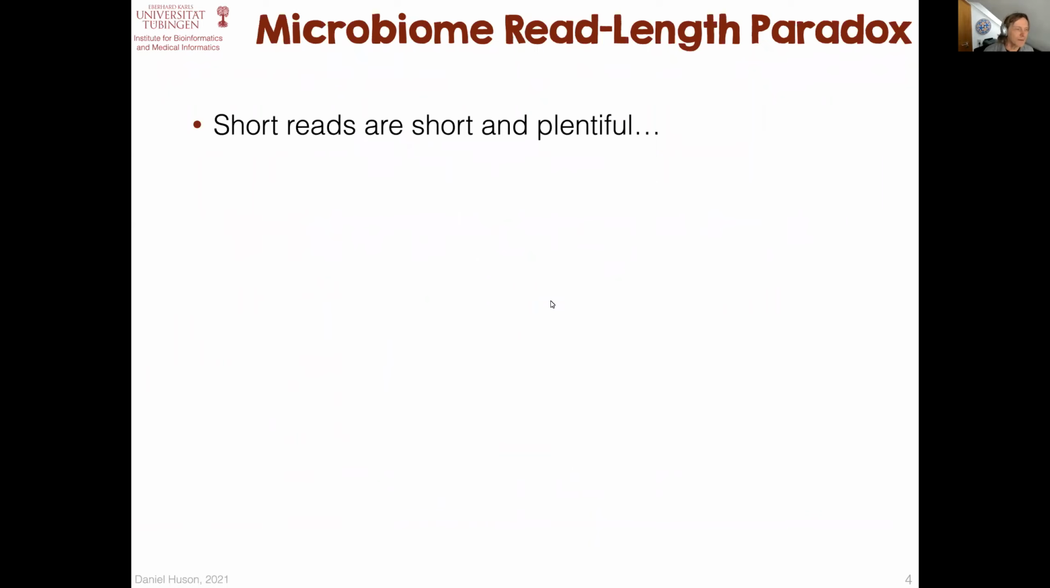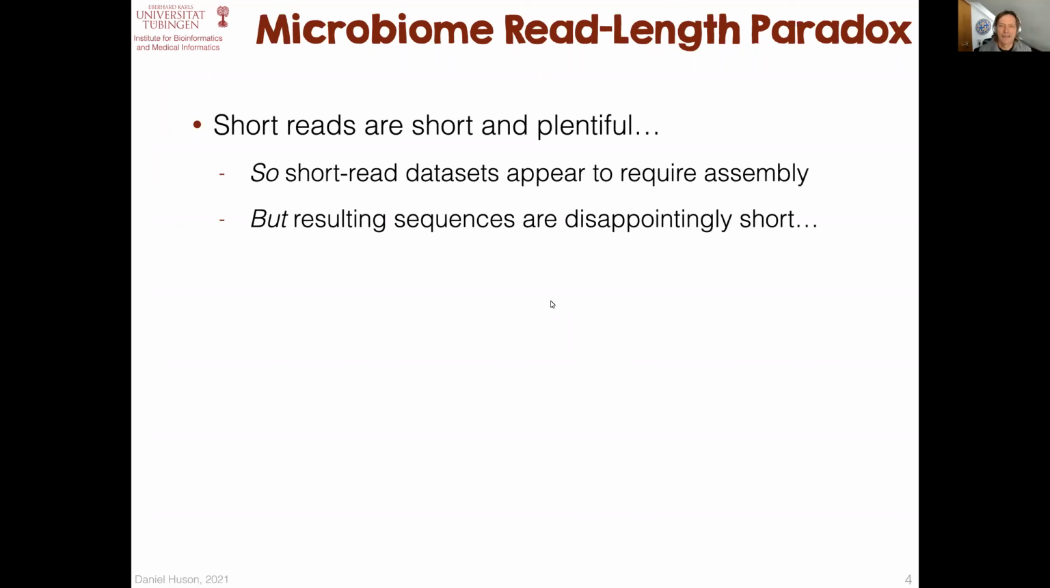So we heard this morning from Nick about assembling short reads into MAGs. And there's a paradox here. You would think that if I have lots of short reads from my microbiome sample, I really want to assemble to get long sequences. So it would appear that it makes a lot of sense to assemble those short reads. But if you have ever tried this, you know that it's always disappointing.